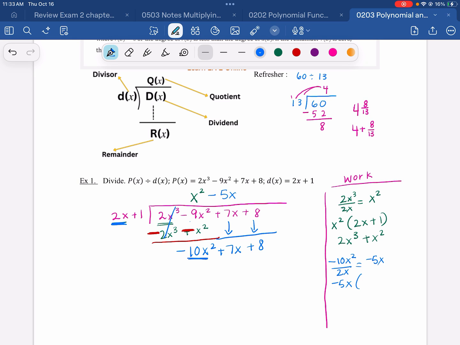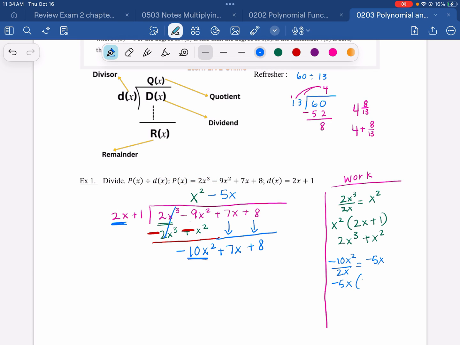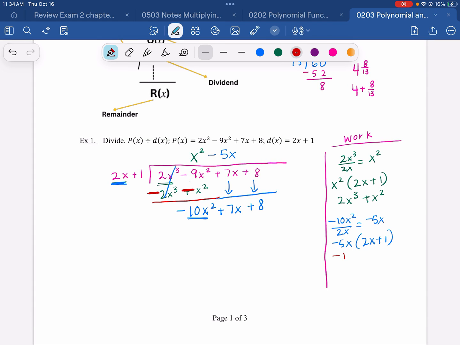I then have to take that and multiply that here. Okay, so if you need to see that step, I'm multiplying it by the 2x plus 1. That gives me -10x squared minus 5x. Put those under their spots. -10x squared minus 5x. Draw my line.